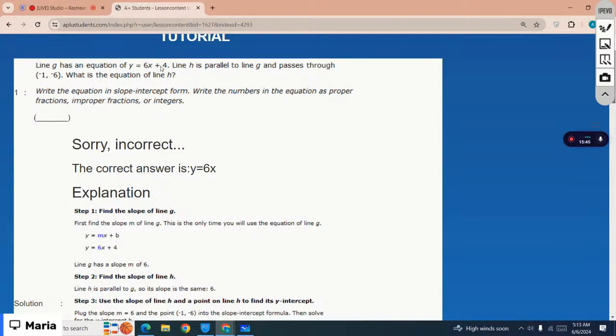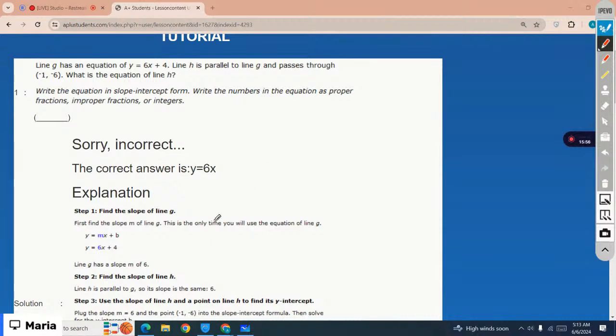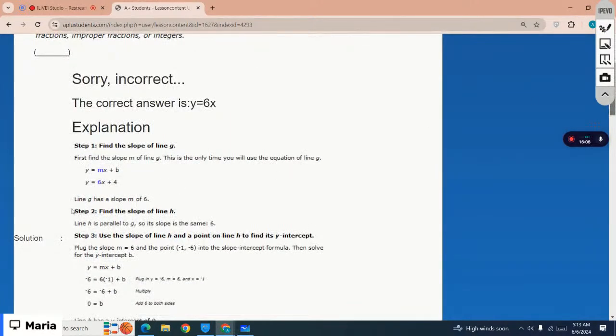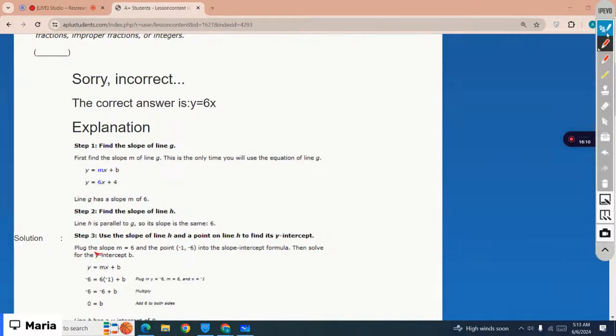Y equals 6x plus 4. You need to compare it to the slope-intercept form, that is y equals mx plus b. So that means the slope of this line is 6, right? Now the lines are parallel. That means the slope of the other line is also 6 because the lines are parallel. You're given the point they are passing through. So just put the point in the equation and find the value of b.